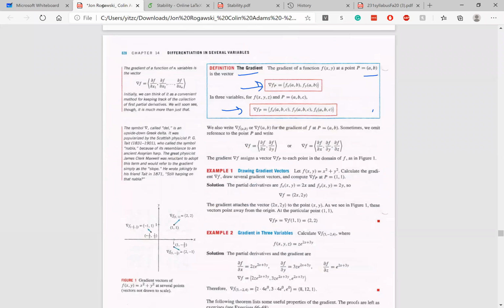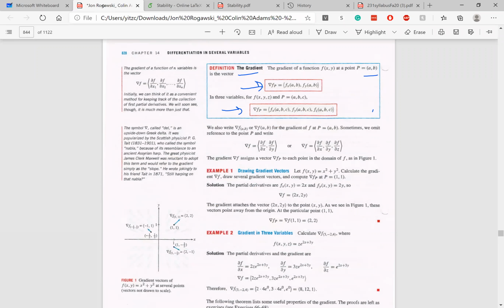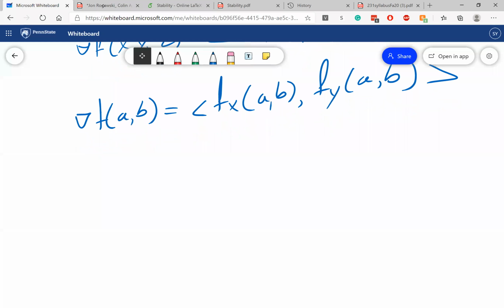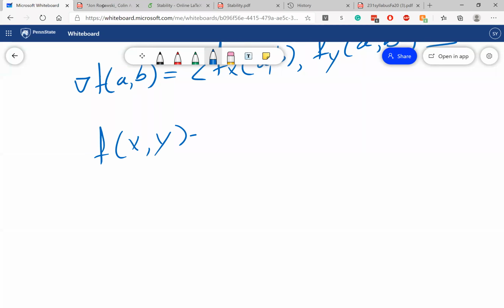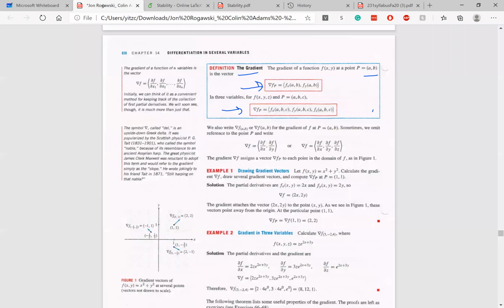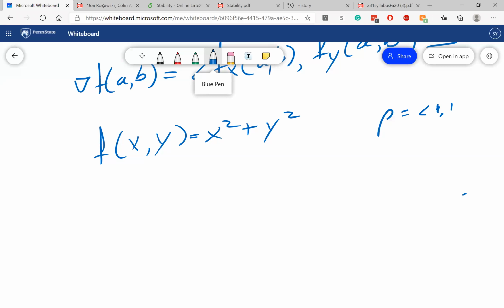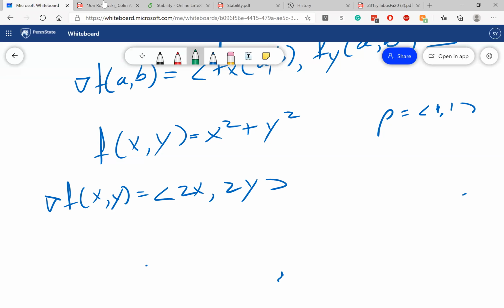Okay. So they give us an example. Let f of x, y be x squared plus y squared. So f of x comma y is equal to x squared plus y squared. They ask us to calculate the gradient, draw several gradient vectors, and compute it at p is equal to 1, 1. Okay, so the gradient of f at x, y is going to be equal to 2x, 2y. This is the partial with respect to x, partial with respect to y.